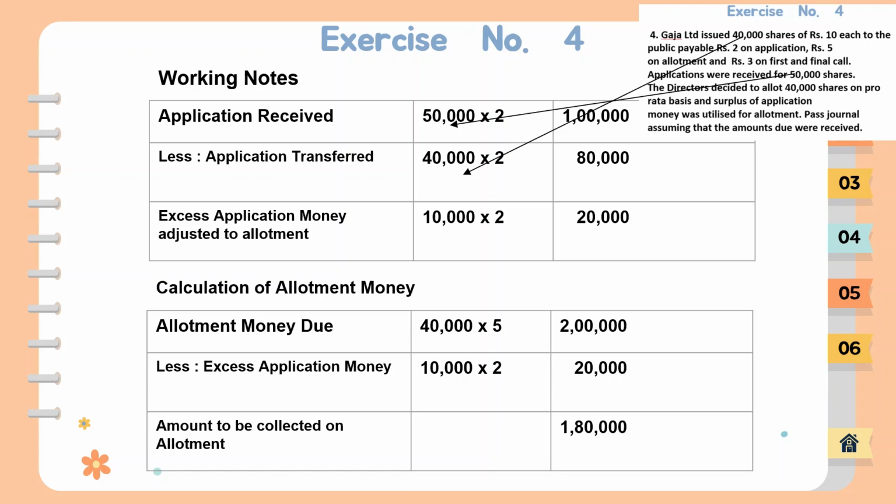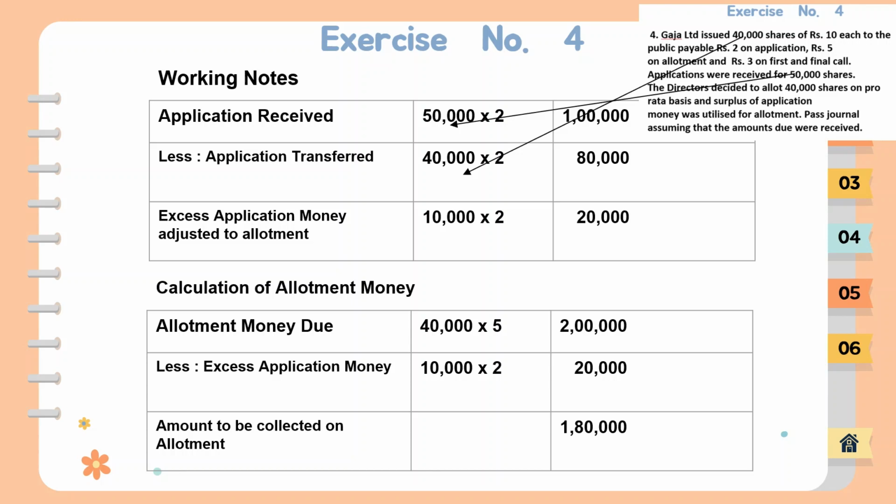First, what you should write is how many applications they have received, that you have to take as 50,000 into 2. First that entry will come, but they are allowed to take only 40,000 shares, because whatever they offer, that only they can keep. Okay, the excess shares will be adjusted on pro rata. So 40,000 shares will be 80,000 rupees, and excess application money will be adjusted to allotment. If you write working notes like this, one by one you can pass the journal entries.